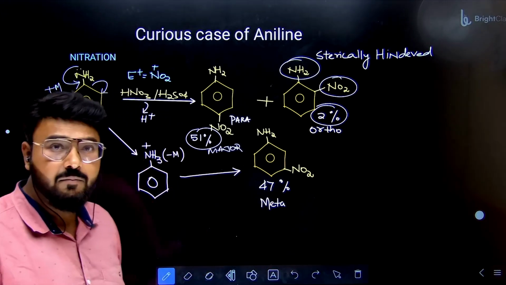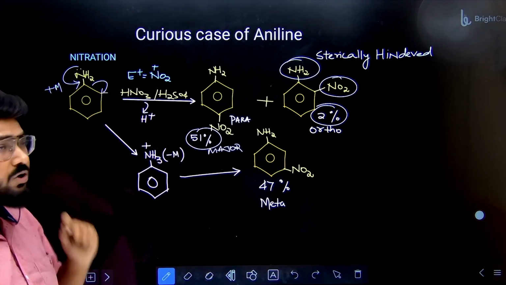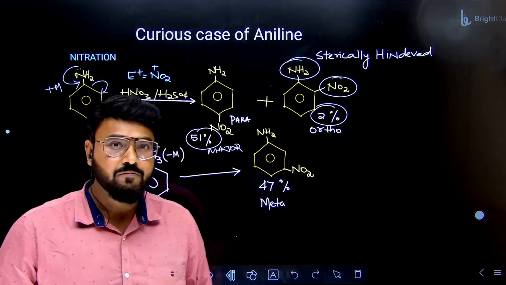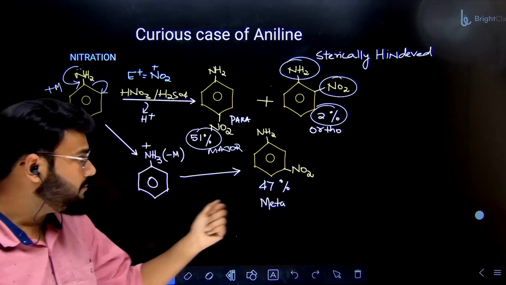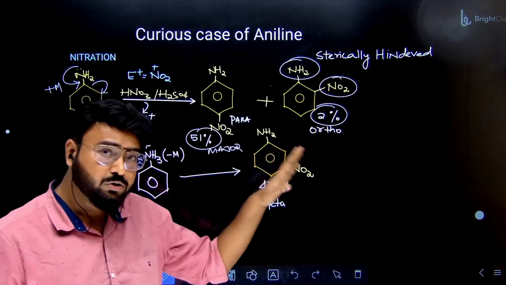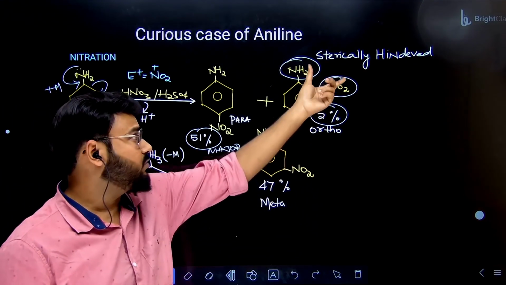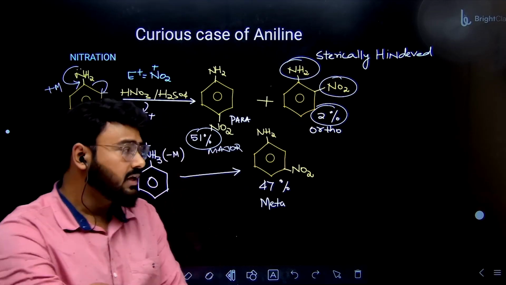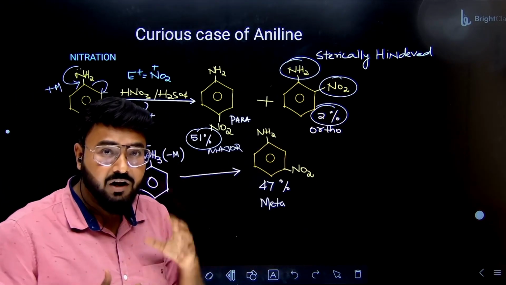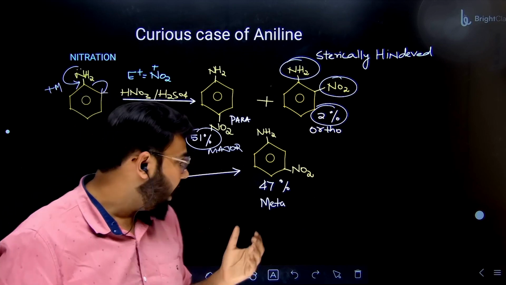Now, how does meta come into the picture? Because we just learned that, because of the +M effect, the amino group is ortho and para directing. But how did meta come up, and why is ortho so less? Ortho is so less because of steric hindrance. The amine group and NO2 group are very, very close, so there will be a lot of steric hindrance. That is why ortho is less. Now the question arises, why meta? How did meta come up here?